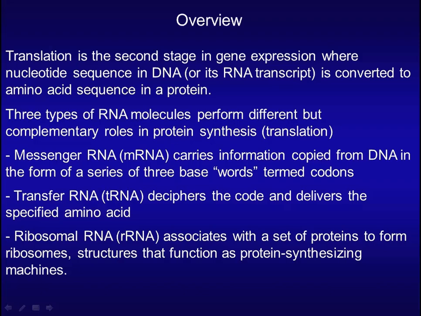Translation is the second stage in gene expression, where a nucleotide sequence in DNA or its RNA transcript is converted to amino acid sequence in a protein. Three types of RNA molecules perform different but complementary roles in protein synthesis. mRNA carries information copied from DNA in the form of codons. tRNA deciphers the code and delivers a specific amino acid. rRNA associates with a set of proteins to form ribosomes that finally make the protein.